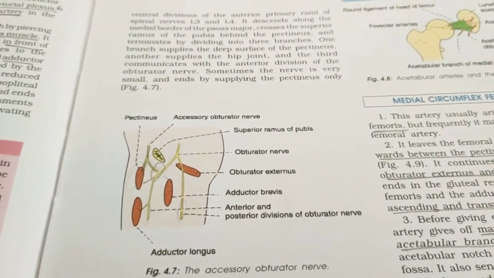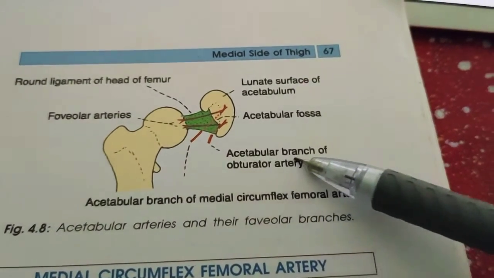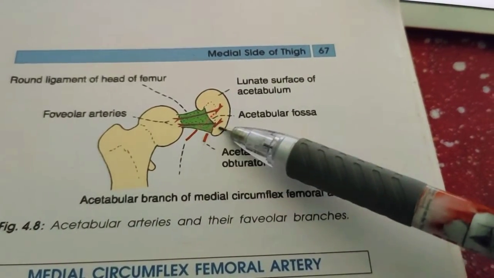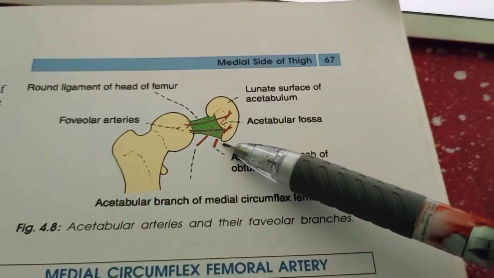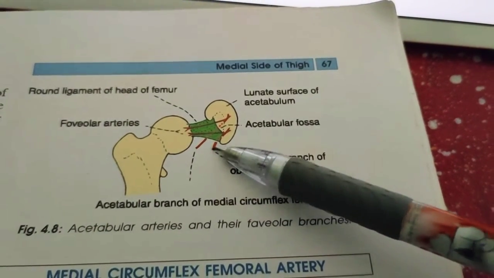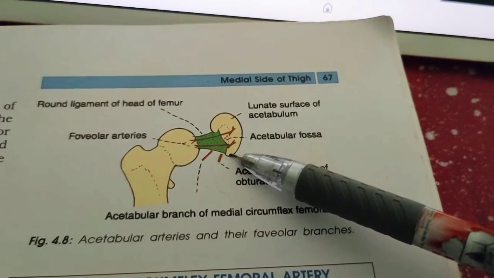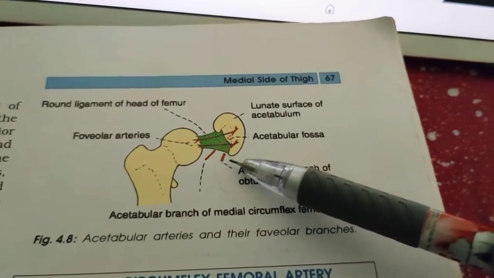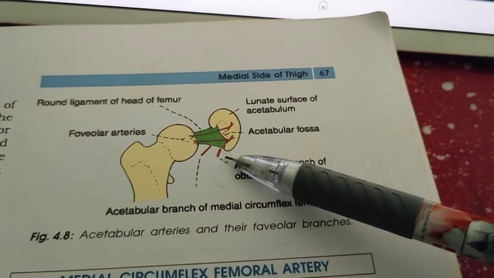Our next topic is the obturator artery. You can see the acetabular branch of the obturator artery. About this we are now going to discuss. It is a branch of the internal iliac and it accompanies the obturator nerve in the pelvis. So along with the obturator nerve it is present. At the upper margin of the obturator foramen, the obturator artery divides into anterior or medial and posterior or lateral branches.